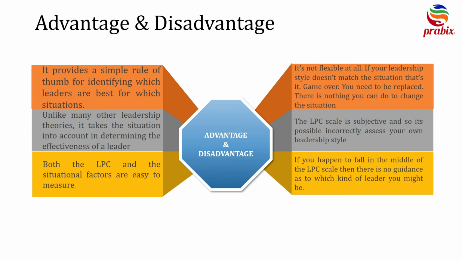The disadvantages of Fiedler's contingency theory of leadership are: it's not flexible at all. If your leadership style doesn't match the situation, that's it. Game over. You need to be replaced. There is nothing you can do to change the situation. The LPC scale is subjective, and so it's possible to incorrectly assess your own leadership style. If you happen to fall in the middle of the LPC scale, then there is no guidance as to which kind of leader you might be.